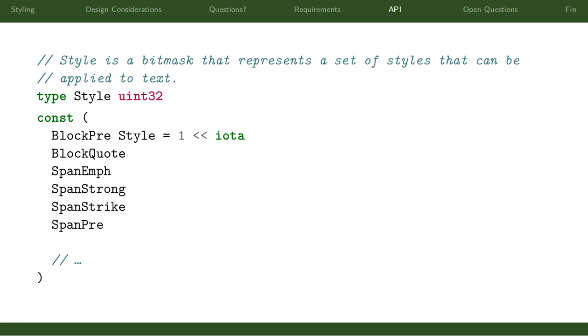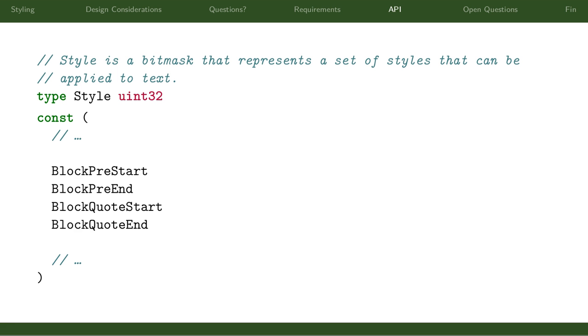So block pre, strong span. If you're not familiar with this syntax, this is just defining a bit mask. So iota is incremented for every new constant. The first one is 1 shift left 0. The second, block quote, will be 1 shift left 1. Each constant in this list will be just a 1 bit further on down the chain. If you're not super familiar with bit masks, don't worry. We'll talk about how this can be made easier in just a little bit.